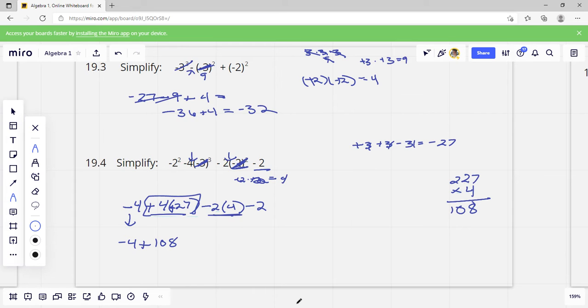Okay, and then 2 times 4, that's a negative times a positive, so it'll be negative. And then 2 times 4 is 8. And then minus 2. So we got 108 minus 8, which would be 100. And minus 2 and minus 4 would be minus 6. It's going to be 94. Yep, 94.